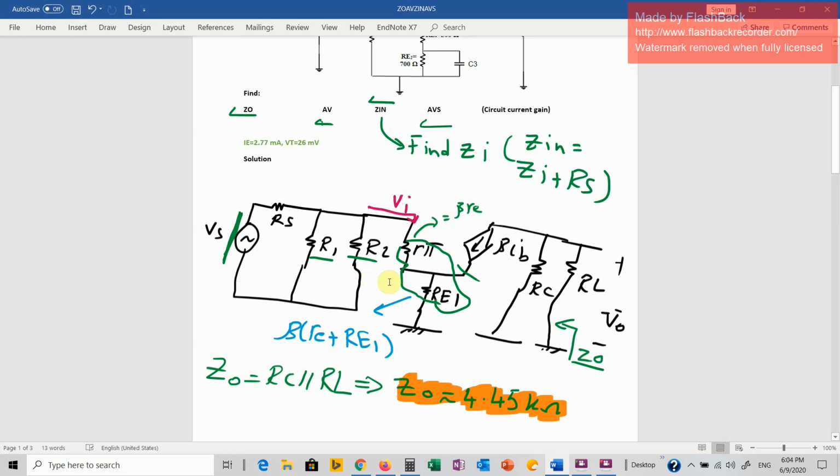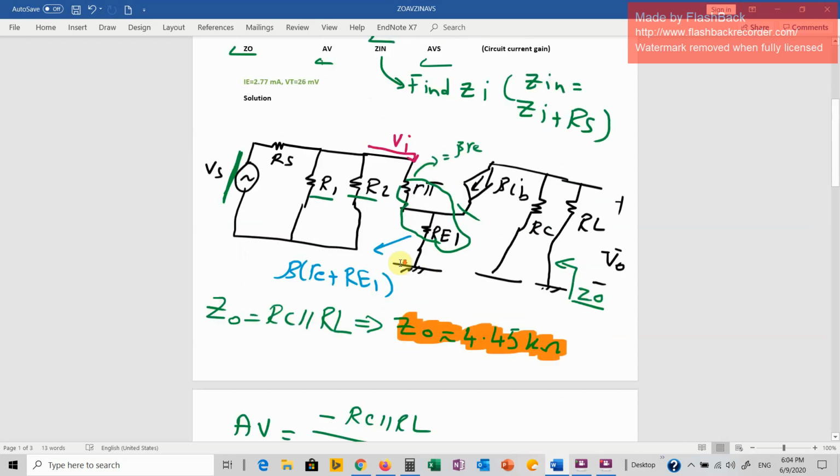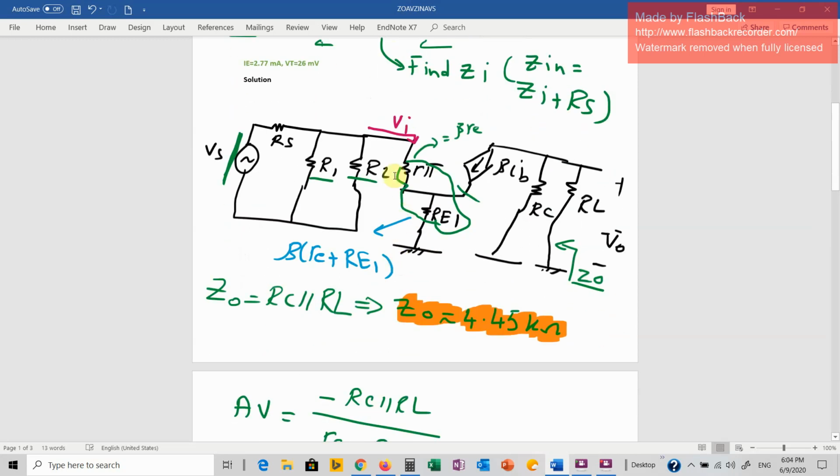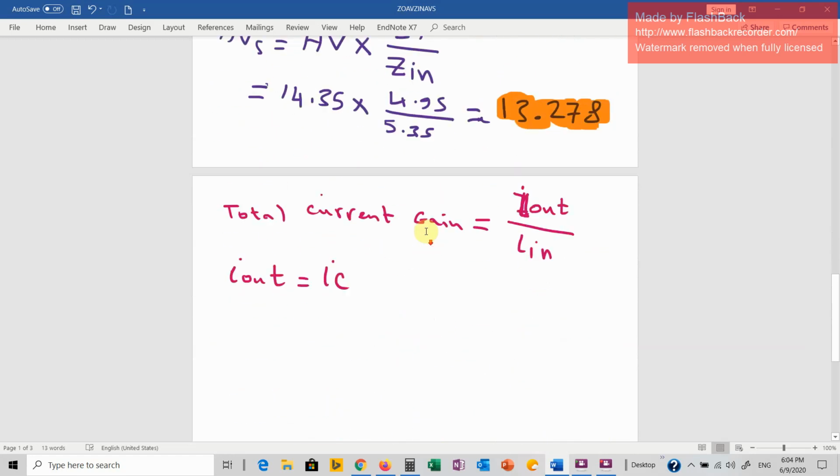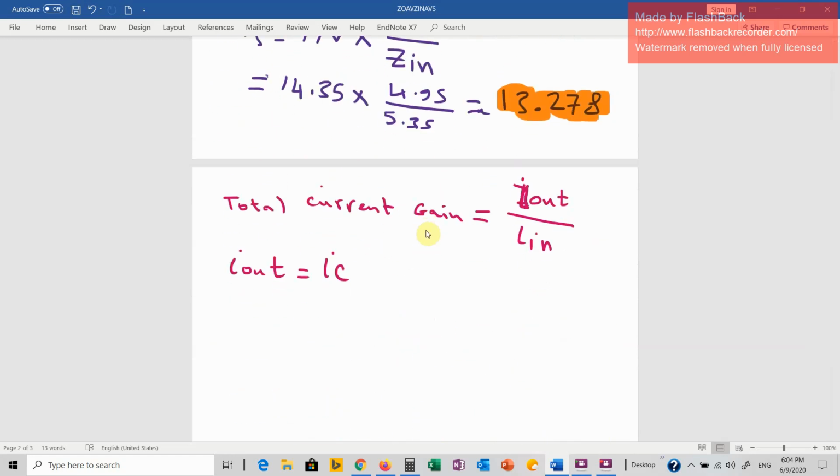Okay, so I need to figure out what IC is. I need to find IC. So why am I interested in VI? Because if I find IB, I can know what IC is and vice versa. So I can say now, VI is what?